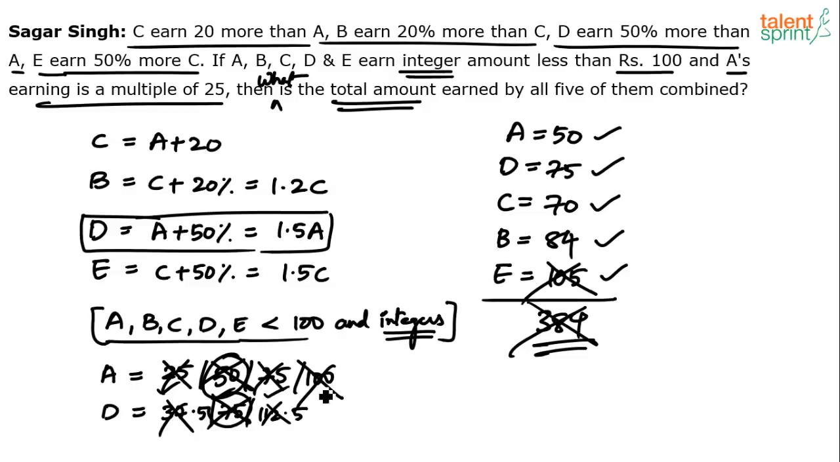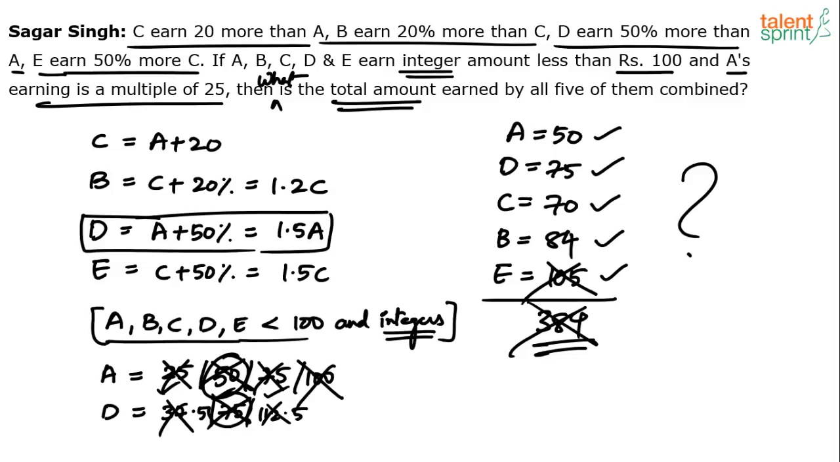I think, can we take A as 100? I don't think 100 also can be considered, right? Because he says they earn less than rupees 100. A, B, C, D, E earn less than rupees 100. So what is the answer? A cannot be 25 because if A is 25, D becomes 37.5. 37.5 is not allowed because all of them earn integer amounts, right?